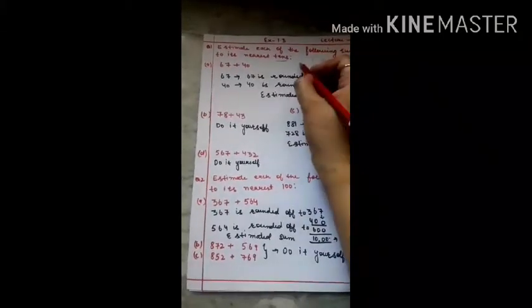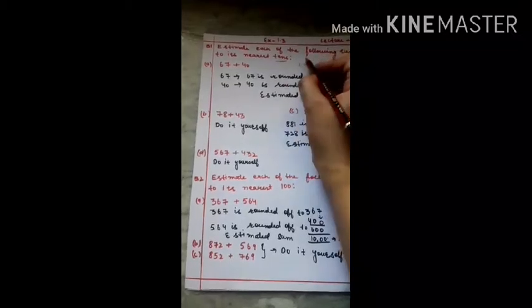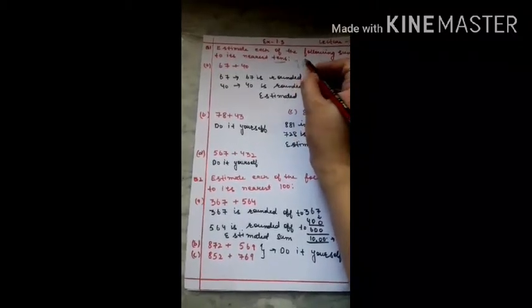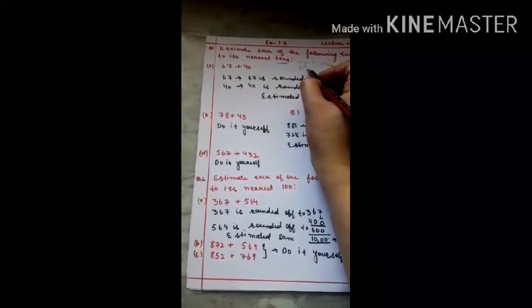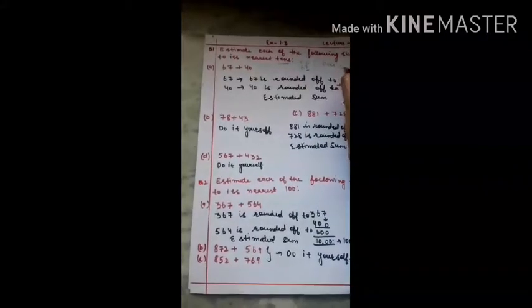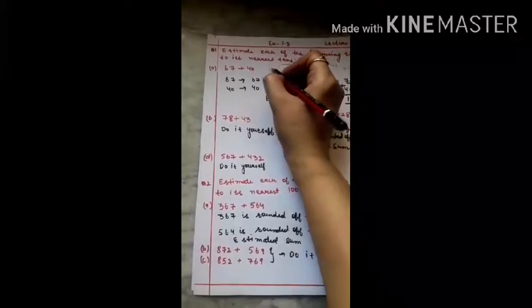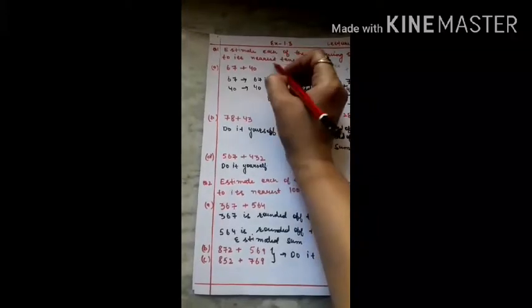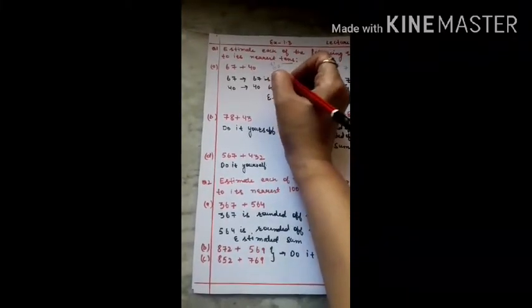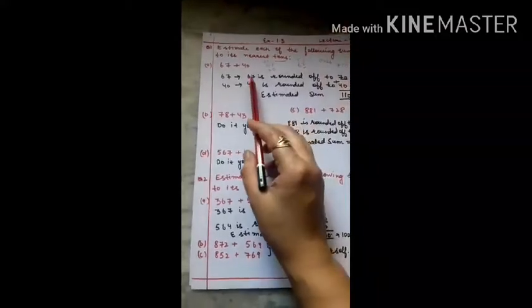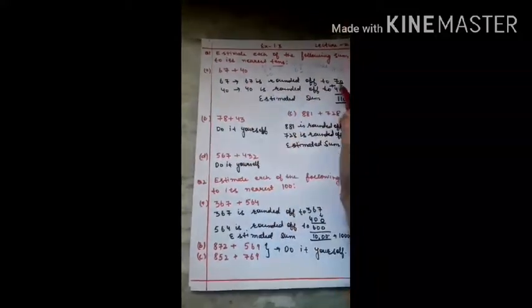Okay, we have 67 here. This is the ones place, this is the tens place. You have to look at the digit at the ones place. 7 is greater than 5, so you will add plus 1 here, and it is rounded off to 70. I have written here, 67 is rounded off to 70.